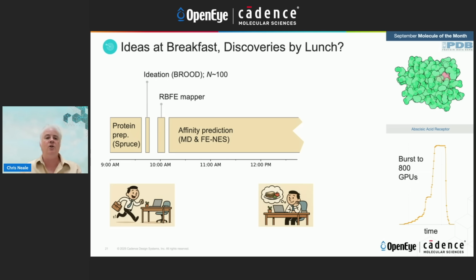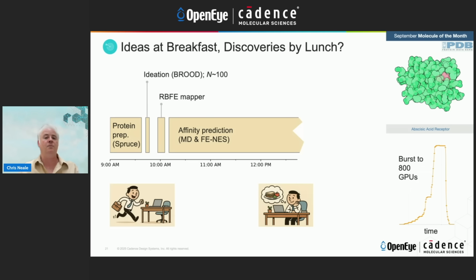I put that PDB ID into our protein preparation tool, Spruce. I also took the molecule of abscisic acid and I ran it through our molecular ideation tool, Brood, which can generate bioisosteres, different R groups with similar shape and color. I took those molecules, which numbered over 100, and put them into our RBFE edge mapper, which picks the pairs of molecules for which we'll calculate the alchemical transformation. And by about 10:15, I had launched a job to run the molecular dynamics simulations and the FE-NES calculations.